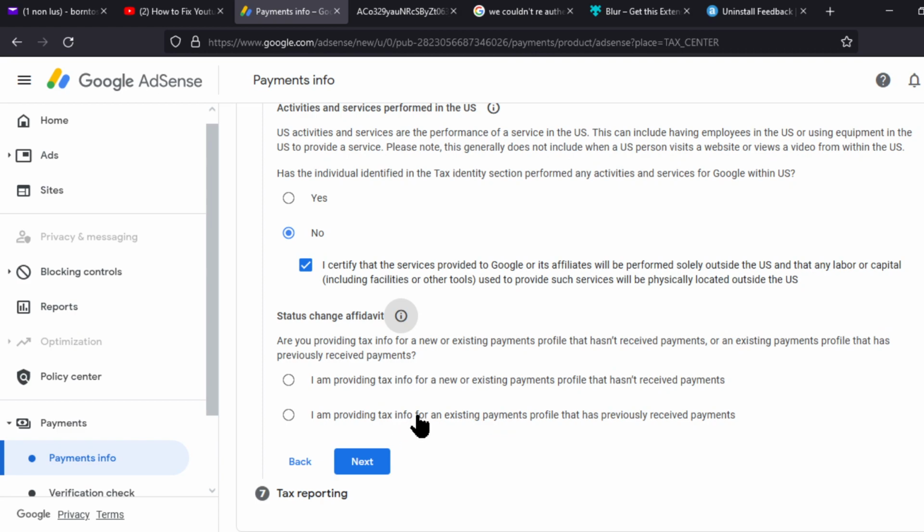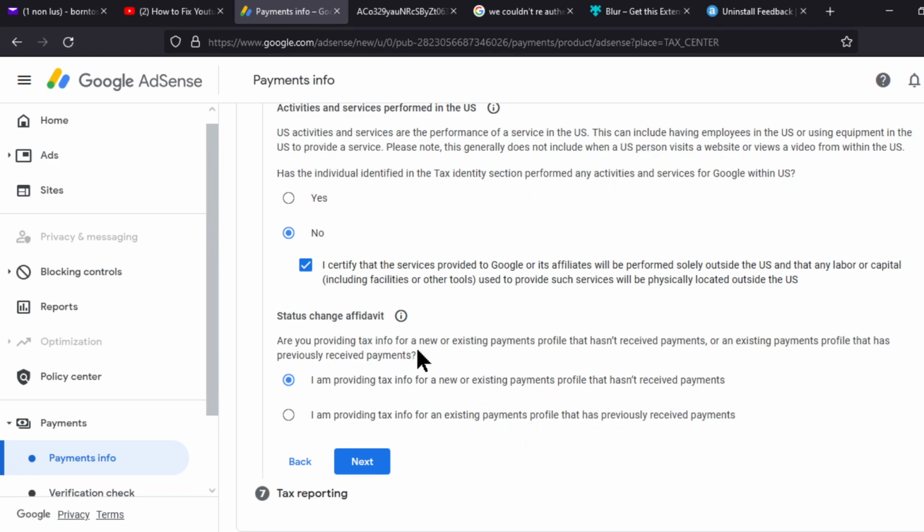I'm providing tax for an existing payment profile that has previously received payment. But what payment do they mean here? That's the problem right now. I guess maybe they mean the tax. They should have been clear. I'm going to click this first one.